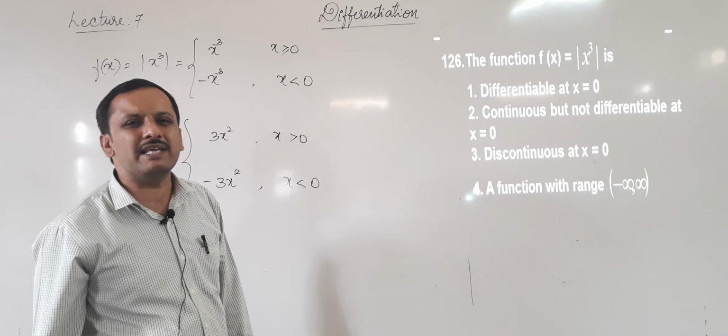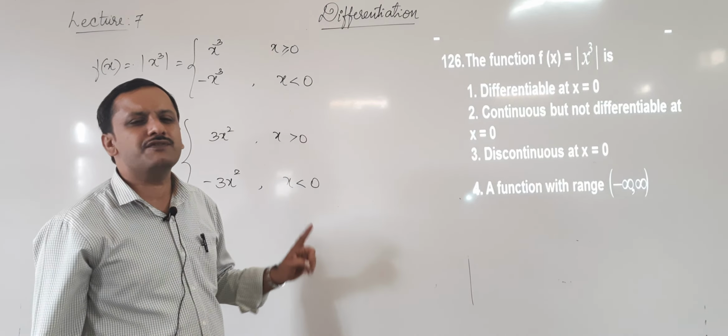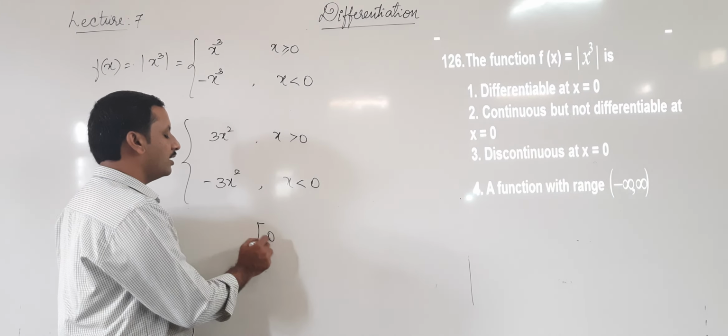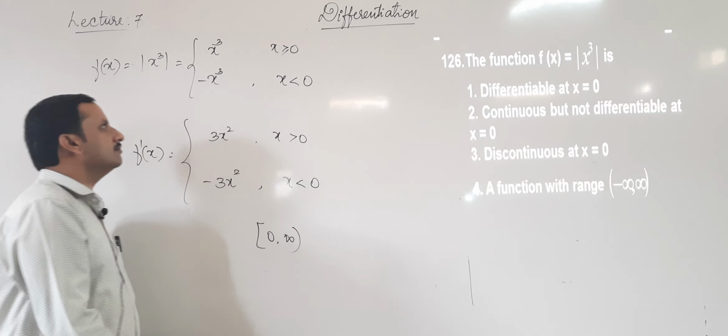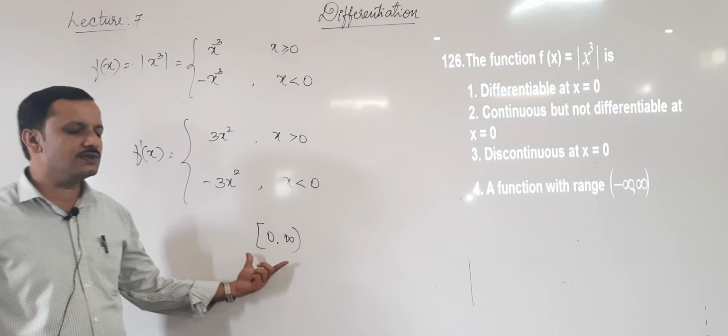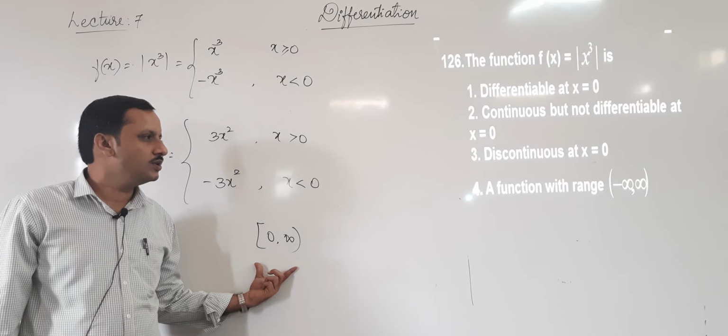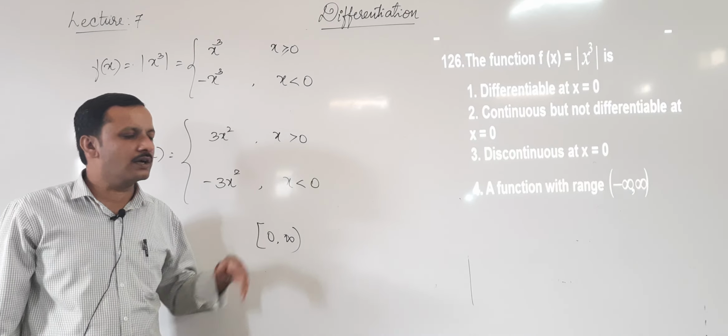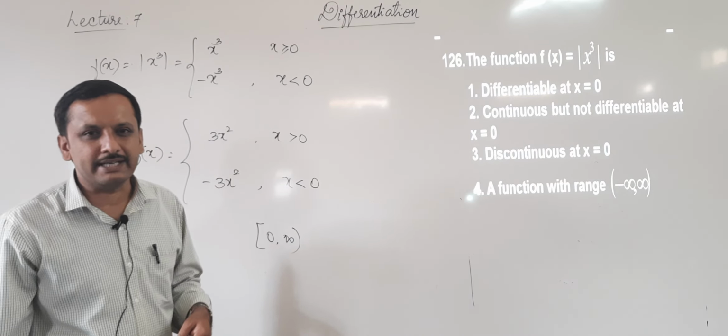A function with the range minus infinity to infinity. The range of this function is 0 to infinity, because mod x cube, in fact modulus of any function can never be negative. Its range is 0 to infinity, closed at 0. So fourth option is also wrong. First option is the correct answer.